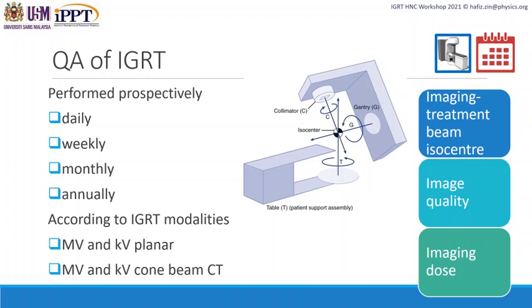So the components of the QA can also be divided into these aspects, which is the imaging and treatment beam isocenter, which is the mechanical aspect, as well as the image quality and also the imaging dose aspect.